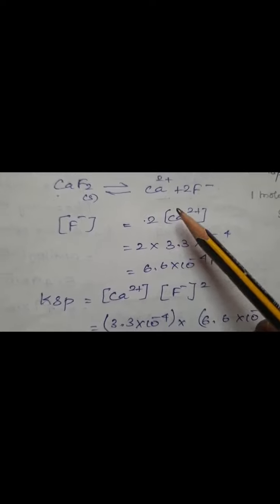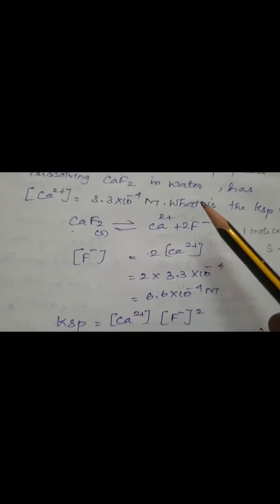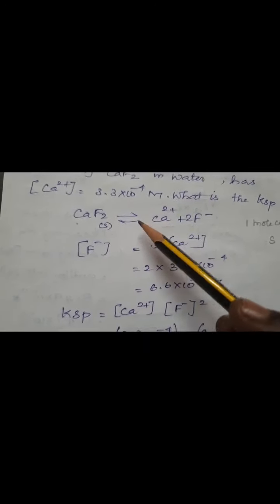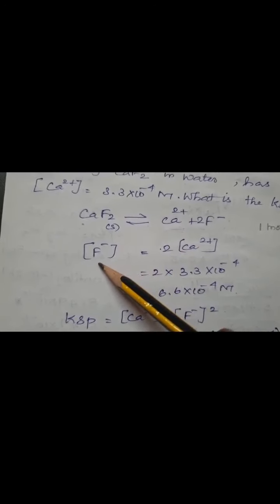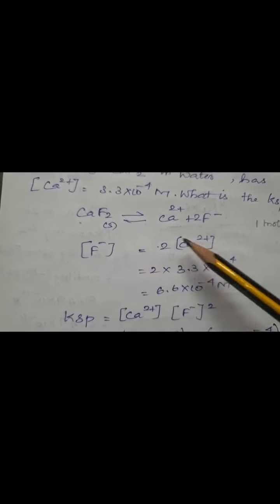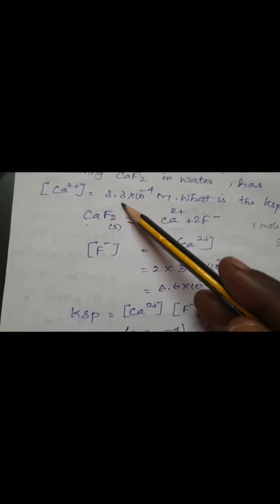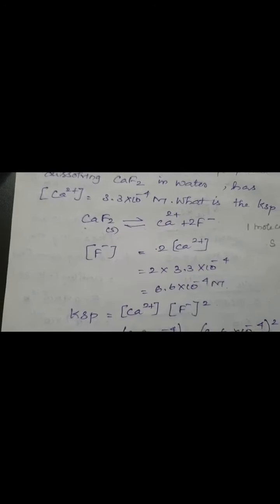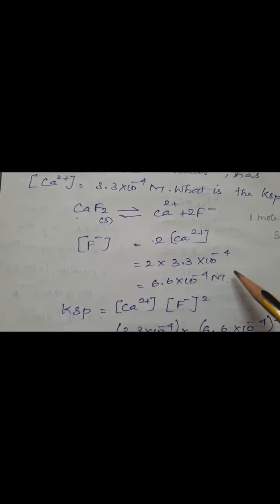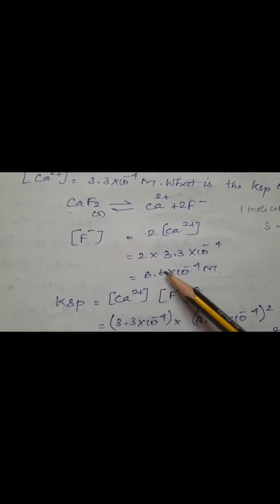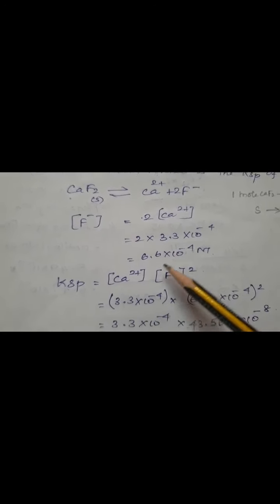Okay, so the calcium 2 plus concentration is given in the problem as 3.3 into 10 power minus 4. We are writing the fluorine concentration in terms of calcium because the calcium concentration is given in the problem. So 2 into 3.3 into 10 power minus 4 is 6.6 into 10 power minus 4.